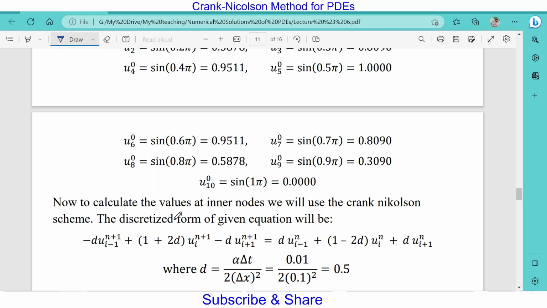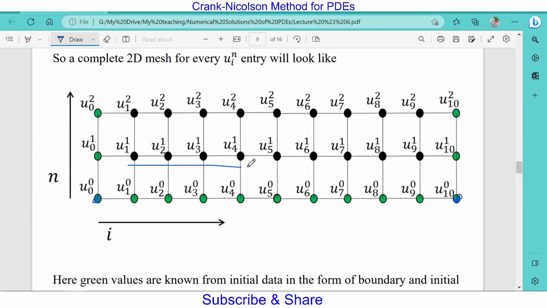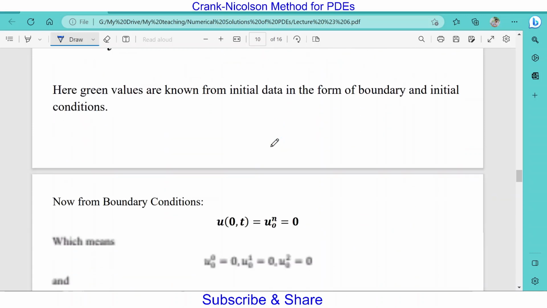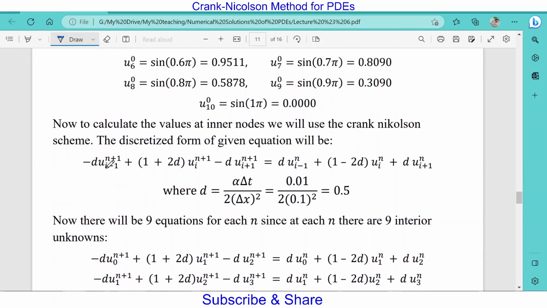Now we want to compute the inner nodes, the black nodes. In the first iteration we will get these nodes, and in the second we will get these nodes. This is the final discretized form of the Crank Nicolson method, and the value of d in this case will be alpha delta t, and we will substitute all those values to get this d as 0.5.